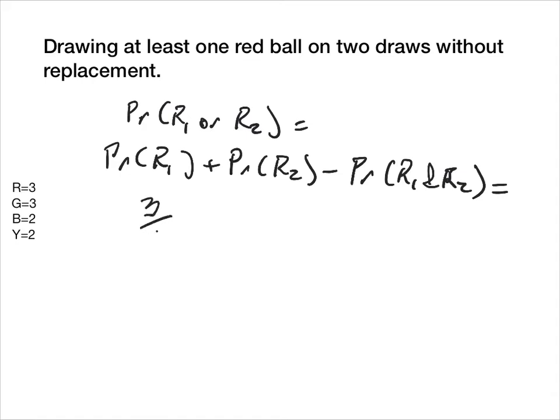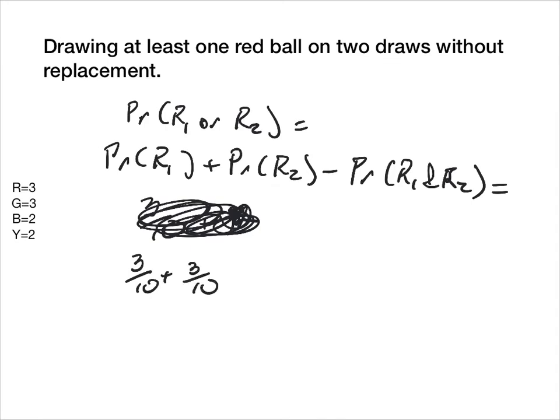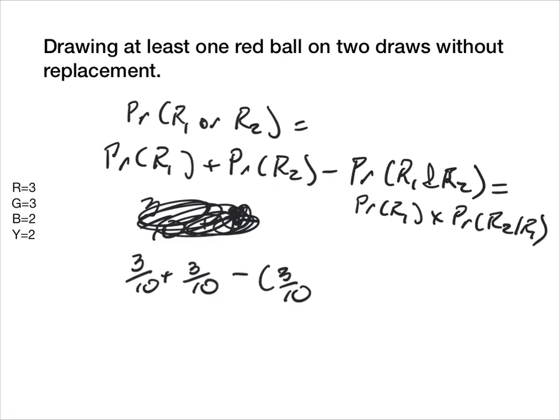Okay, so now what does that come out to be? We've got 3 over 10 here, plus, not 3 over 10, but 2 over 9, right? No. Don't do that, okay? Follow the formula. It doesn't say given that. So 3 over 10 plus 3 over 10 minus 3 over 10. Now this one is going to have, because this is equal to the probability of a red ball on the first one times the probability of a red ball on the second given a red ball on the first. So here is where we put 2 over 9.